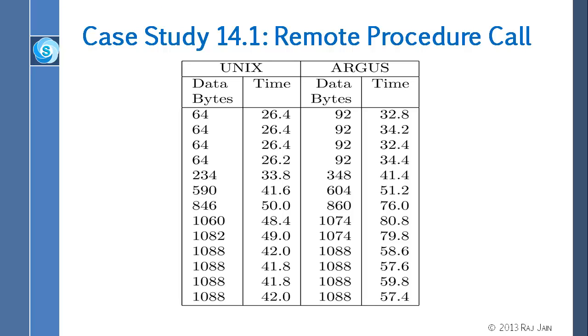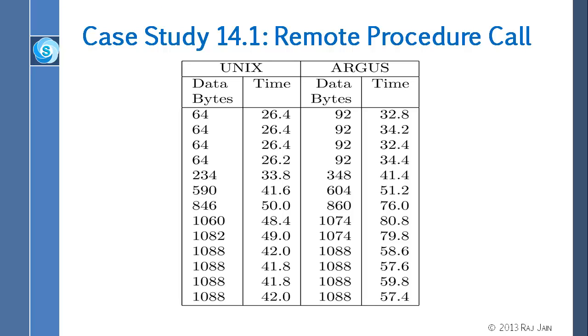So we did a study of Unix versus Argus. Everybody knows what Unix is. That's an operating system. Argus was another operating system being developed at MIT during the time when I taught this course. So basically the students did the work. Unix versus Argus. And so for different data bytes, they did remote procedure calls. That means they sent a procedure from one machine to the next and executed it there. If the data was 64 bytes, it took 26.4 seconds.